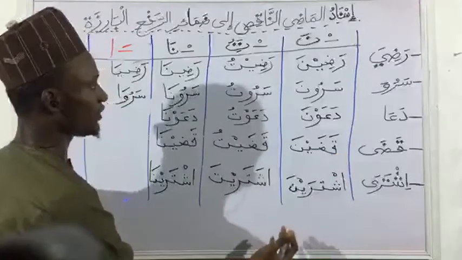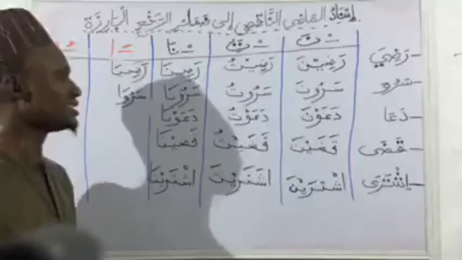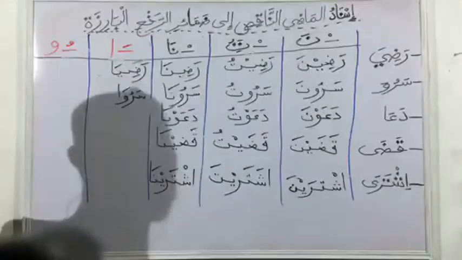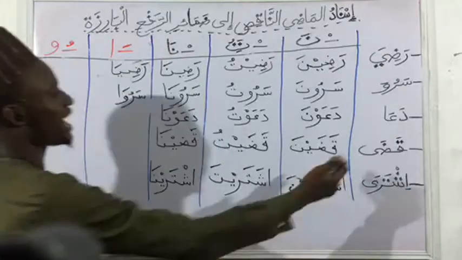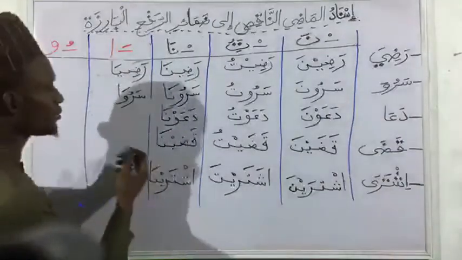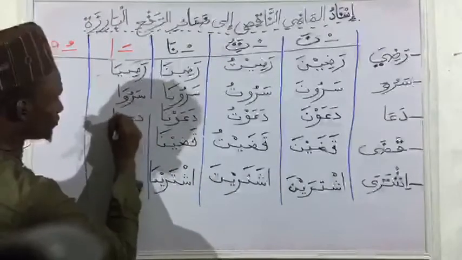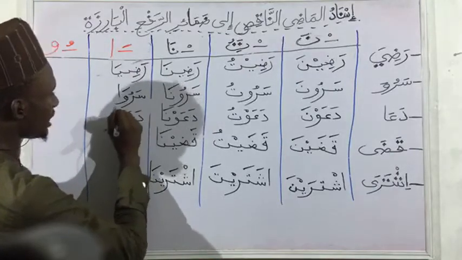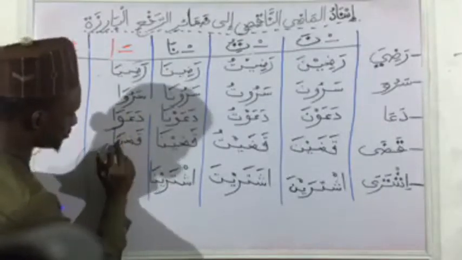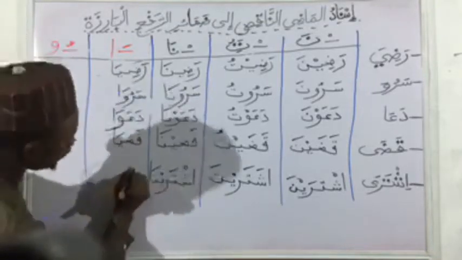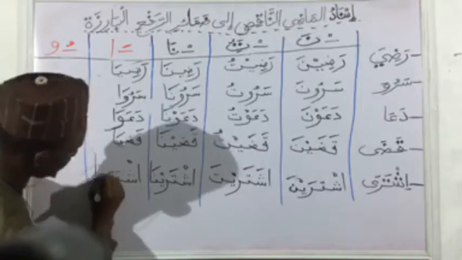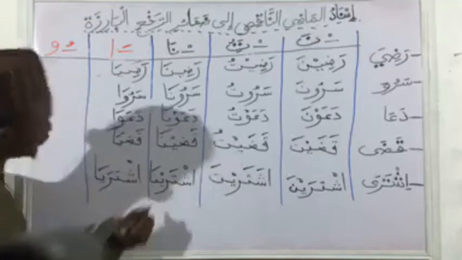Now, for defective alphabets that are ending with alif, the original defective letter that the alif is replacing will come into play. So for that, we know that the original weak alphabet here is the wow. So the wow comes into play, then that becomes da'awa. Then for kobay, it becomes kobaya. Then for ishtara, it becomes ishtaraya. So that is that on alif.